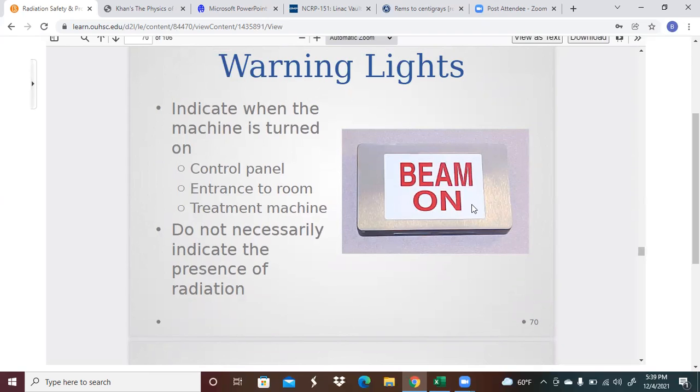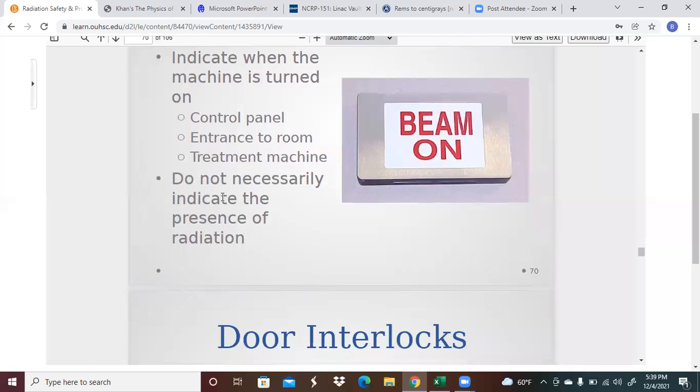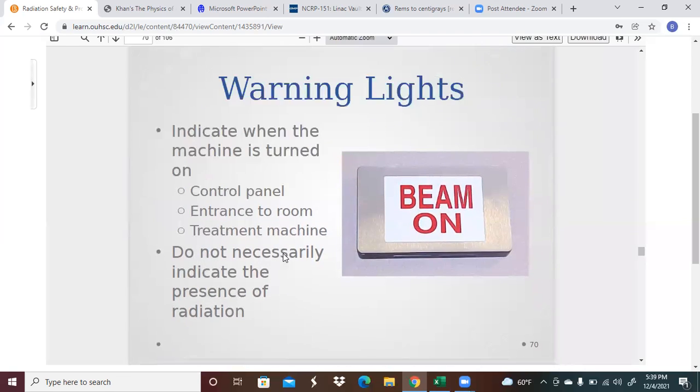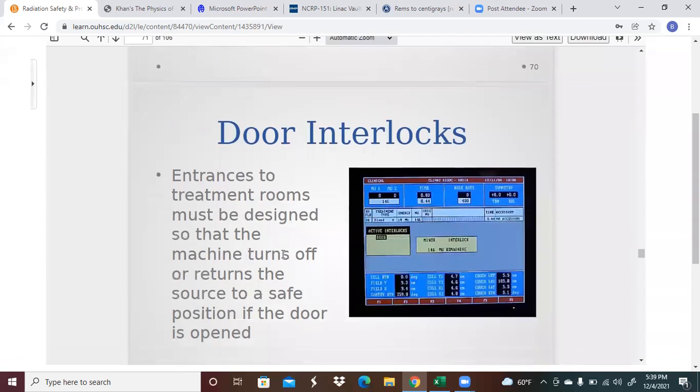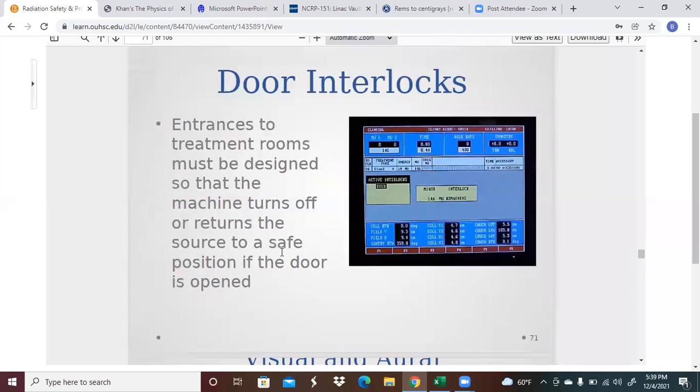Warning lights, beam on. When that light is on, it means the machine is on. And near the control panel, the entrance to the room, the treatment machine, they do not necessarily indicate the presence of radiation. They're just saying that the beam is on. Door interlocks. Entrances to treatment rooms must be designed so the machine turns off or returns the source to a safe position if the door is open.